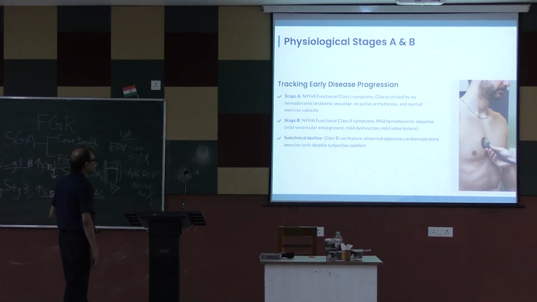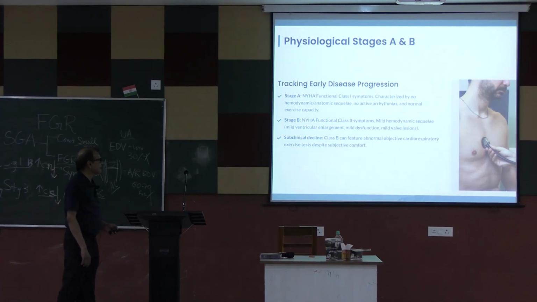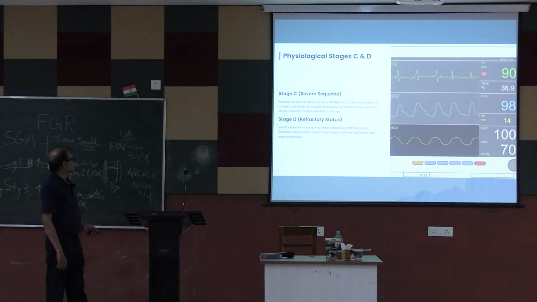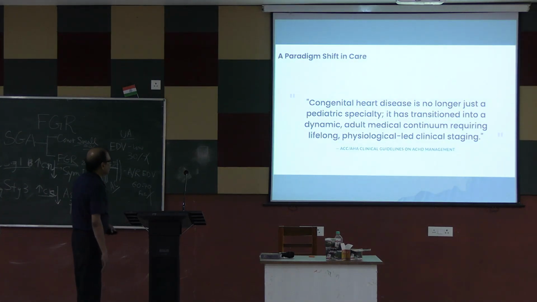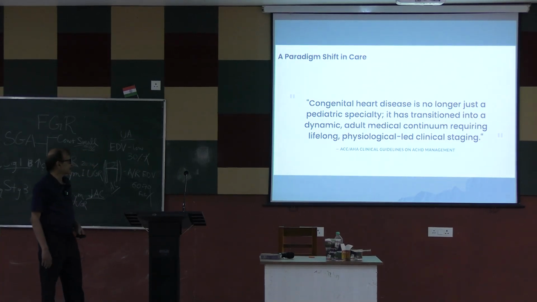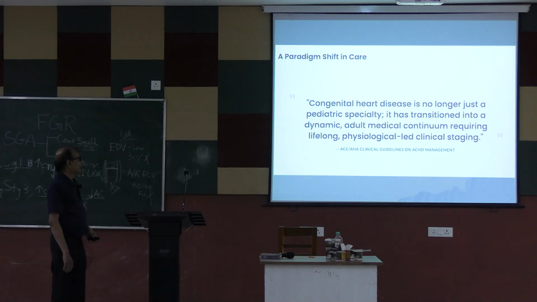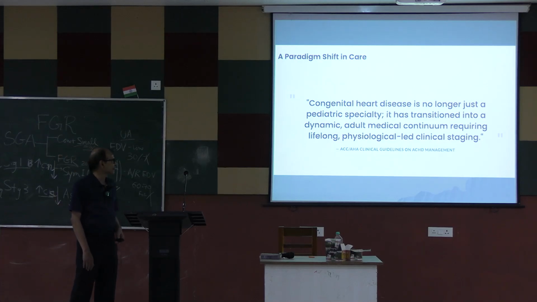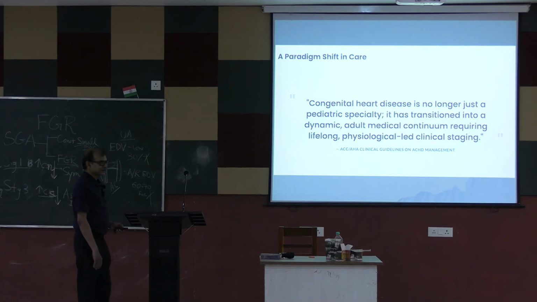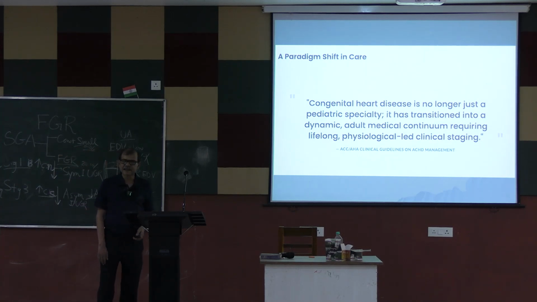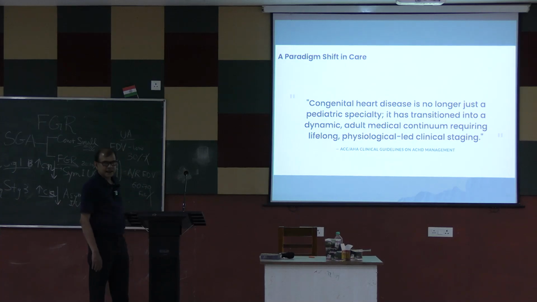The tracking of early disease progression: stage A, stage B, and subclinical decline. Then the stage C, stage D, you can see the diagrammatic representation. Management. Congenital heart disease is no longer just a pediatric specialty. It has transitioned into a dynamic adult medical continuum requiring lifelong physiological and clinical staging. That is staging, AP staging. That means anatomy complexity and physiologic consequences.